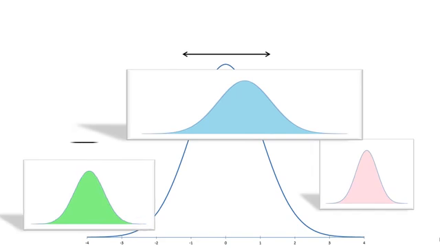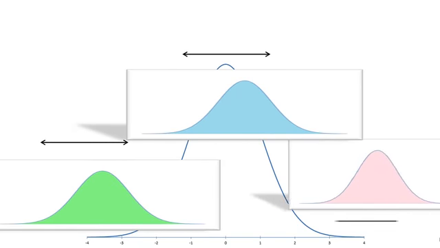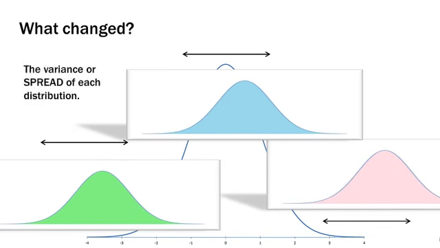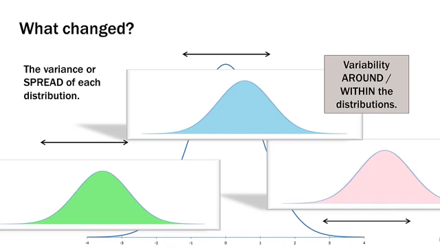Now what's different? If I stretch each one of these sample distributions out, what changes? Well, the spread, or the variance of each distribution. We call this the variability around or within the distributions. Remember before, we talked about the variance between the distributions, which was the distance of each mean from the overall population in the background. That was variability between. This is variability within, so within each sample distribution.